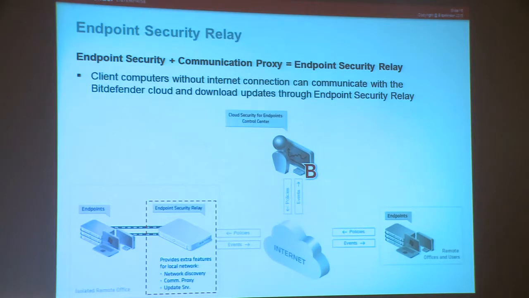But in this case, you can still use the cloud product by installing in the 3rd office the Endpoint Security Relay, which is the normal endpoint security client plus a communication proxy. So it will be installed there, it will do a network discovery, and it will populate the list with unmanaged computers in your cloud product, so that you can send some installation tasks to the other computers.